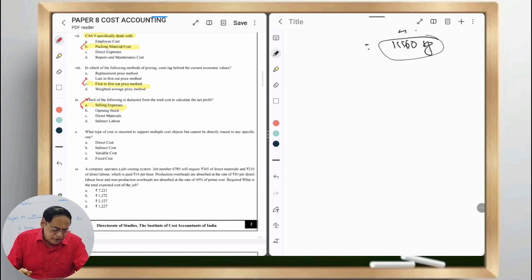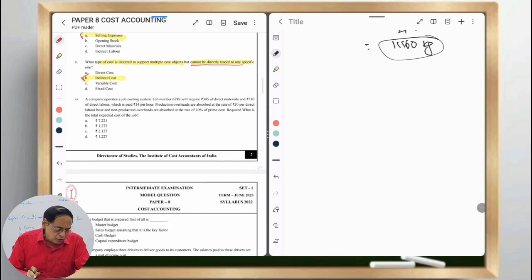What type of cost is incurred to support multiple cost objects but cannot be directly traced to any specific one? The options are direct cost, indirect cost, variable cost, fixed cost. In the question itself, please understand: cost incurred to support multiple cost objects but cannot be directly traced means that is indirect cost. So indirect cost is the correct answer. Option B is the correct answer. Please make note of it.